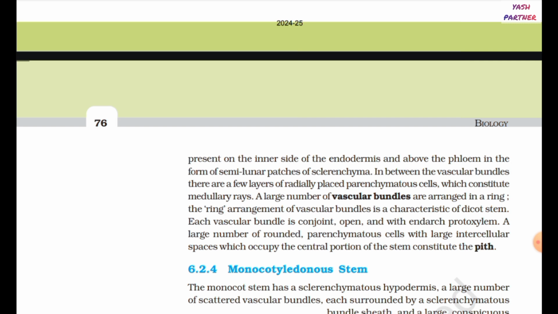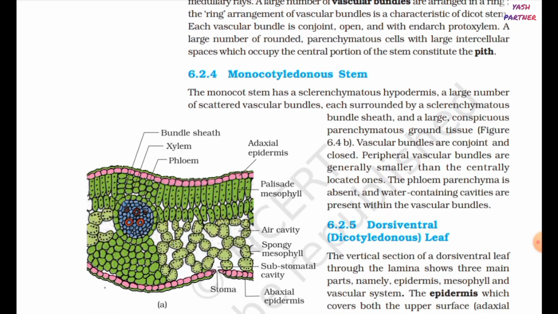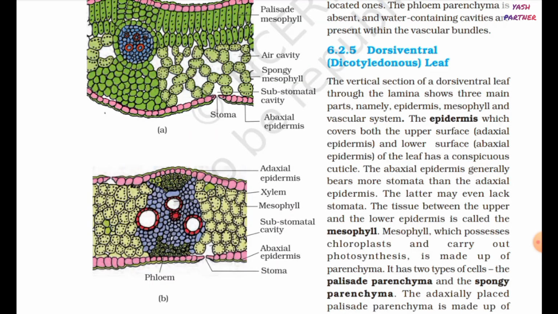A large number of rounded parenchymatous cells with large intercellular spaces, which occupy the central portion of the stem, constitute the pith. 6.2.4 Monocotyledonous stem. The monocot stem has a sclerenchymatous hypodermis, a large number of scattered vascular bundles, each surrounded by a sclerenchymatous bundle sheath, and a large conspicuous parenchymatous ground tissue. Figure 6.4b. Vascular bundles are conjoint and closed. Peripheral vascular bundles are generally smaller than the centrally located ones. The phloem parenchyma is absent and water-containing cavities are present within the vascular bundles.